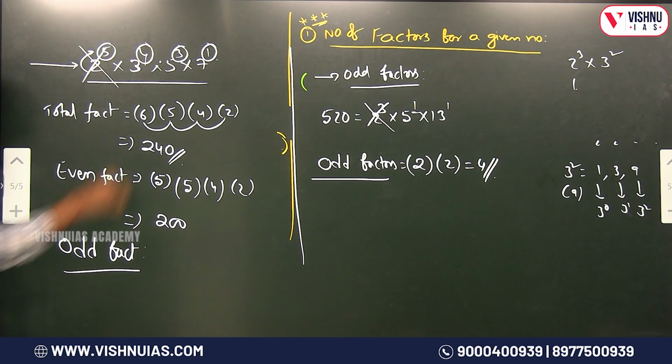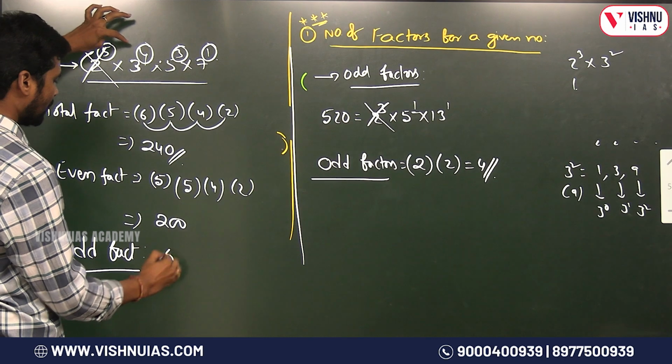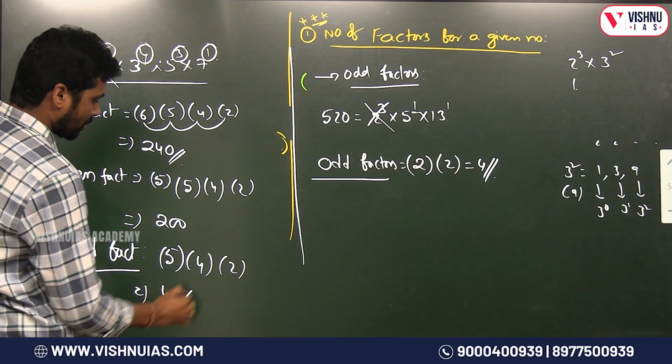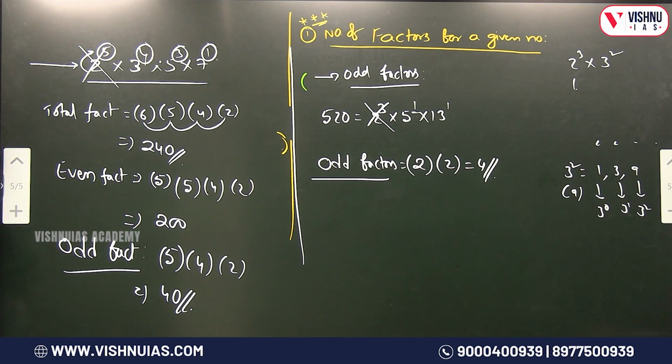Okay. And now when you are finding out the odd factors, don't consider the 2 powers. Okay, don't take the 2 powers. For the rest of the prime numbers, add plus 1 to each power, right? Which means what? 4 plus 1, 5, 3 plus 1, 4, 1 plus 1 is what? So what is the answer? 40. This is how we find out the total factors, even factors and odd factors.